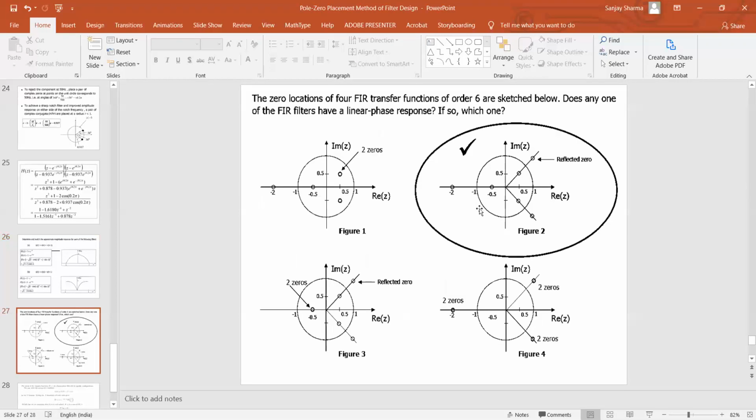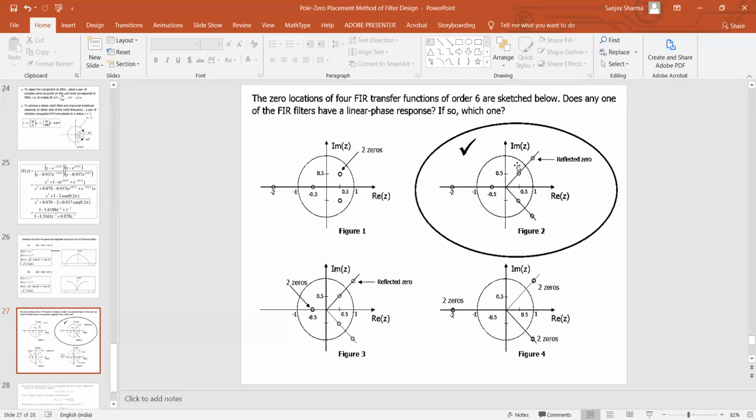All right, let's look at one more example. The example says the zero locations of 4 FIR transfer functions are sketched below. So 4 transfer functions are there, and the zero locations are also given. In the first case, where are the zeros? There are 2 zeros here and 2 zeros here. These are a complex conjugate pair of zeros, and 2 real zeros are there. One is here, at minus 2, and the other is at minus 0.5.